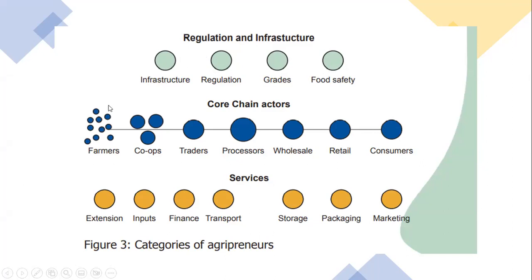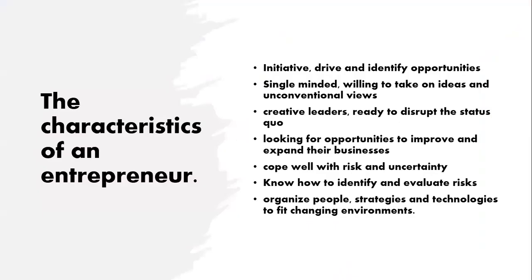So some infrastructures for farmers, some regulations for processors, and the grading, certification, and other standards with the retail and wholesale, and the consumer for food safety, right? This is how we can look at the value chain, right? Core chain actors and the different BDF services and regulations, right?